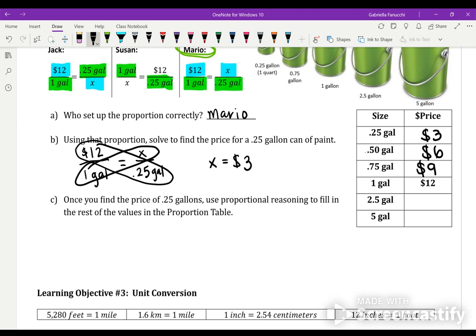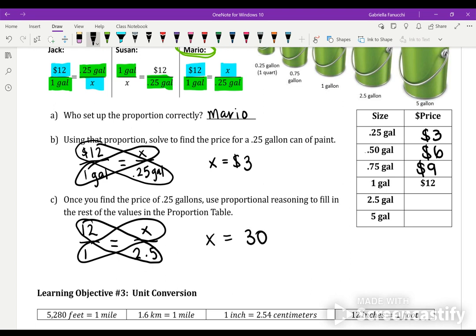Now we jump to 2.5. Okay, so we can keep adding, but I do want to just do a table real quick. So we know that 12 is 1, and we want to know how much 2.5 is. So let's cross multiply. 1 times X is X. 12 times 2.5 is going to give us 30. And again, this is money, not gallons, so this is going to cost $30.